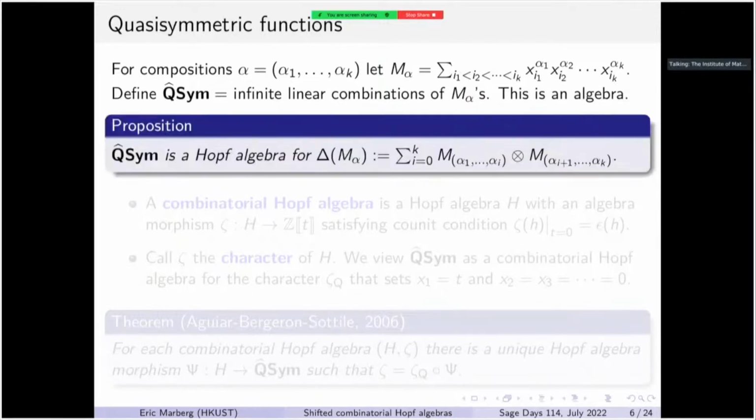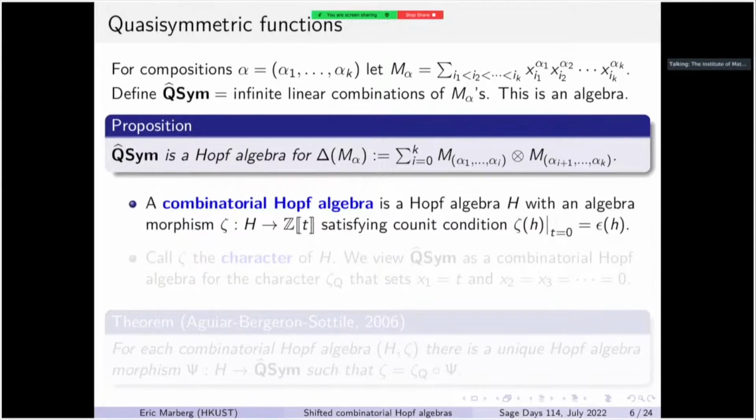And this is the only part in this talk where I'm going to assert something as a Hopf algebra that's not dual to something else to begin with. So this is a Hopf algebra for this specific coproduct that sends this monomial quasi-symmetric function to just the tensors where we split the composition in all possible ways and take the tensor. So quasi-symmetric functions are fundamental in the following sense.